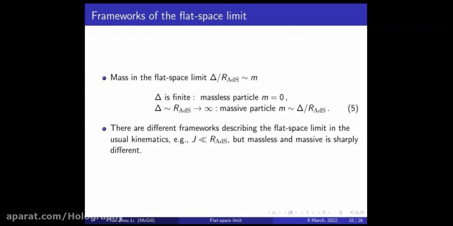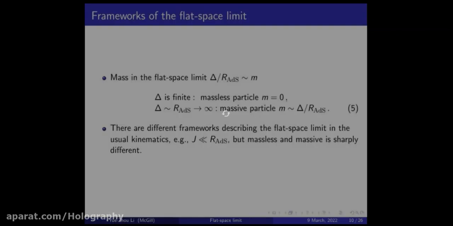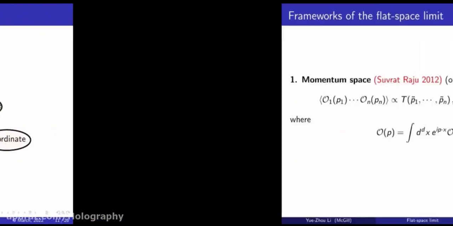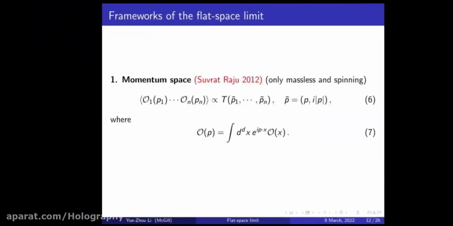And there are actually different frameworks describing the flat space limit in the usual kinematics. By usual kinematics, we consider the spans to be much, much less than the AdS radius. We have different frameworks in the literature, but the massless case and the massive case are sharply different. This figure shows the existing frameworks for the flat space limit. The massless case and the massive case are pretty different. Besides that, we have a bunch of different frameworks. We have a momentum space description, although only the massive case exists, to my knowledge, and we have a Mellin space description, a partial wave description, and a coordinate space description. The relationship between them was unknown before. So I'm going to review a bit about all those frameworks.